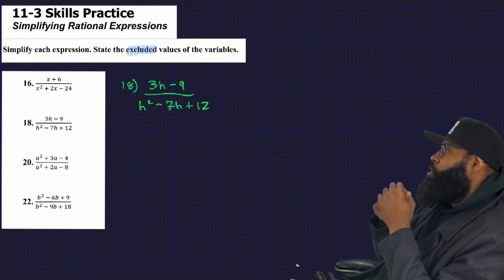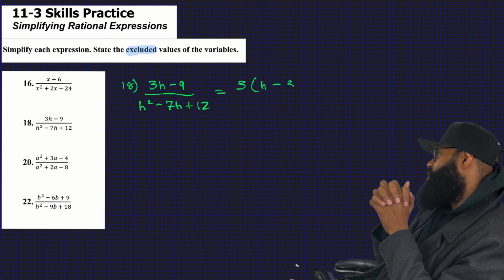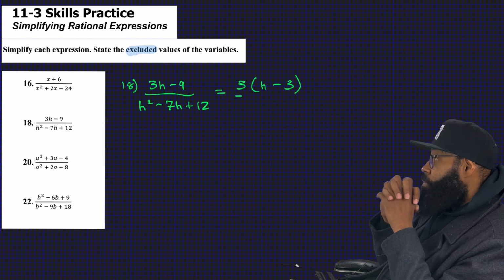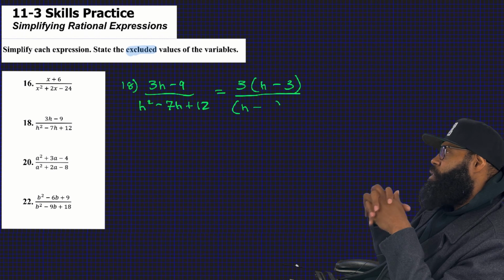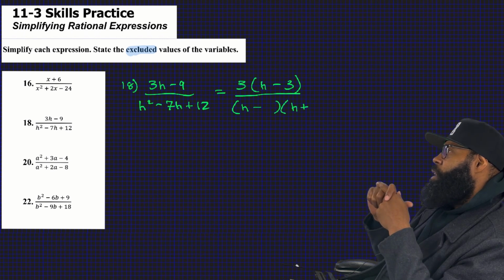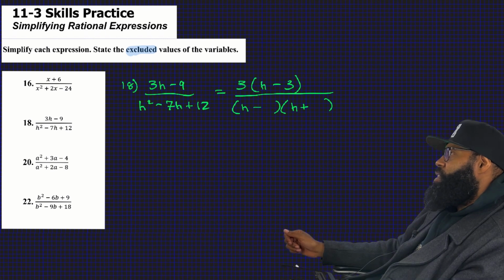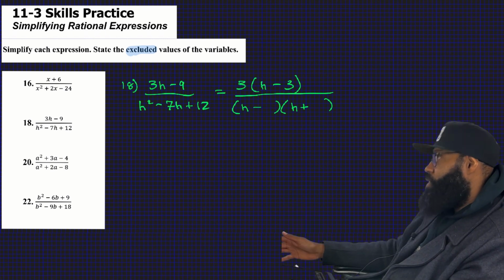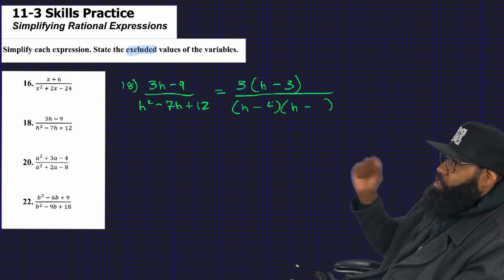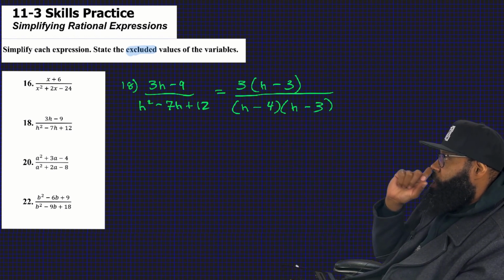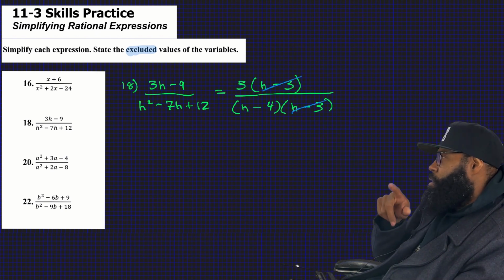Yes, it still matters. So 3h minus 9, all divided by h squared minus 7h plus 12. So 3 parentheses, h minus 3 parentheses closed, and now the denominator, h minus 7, h minus, and an h plus. And again, that simply comes from knowing it's a minus plus trinomial. We need a negative, negative. Did I say negative, positive? Sorry.